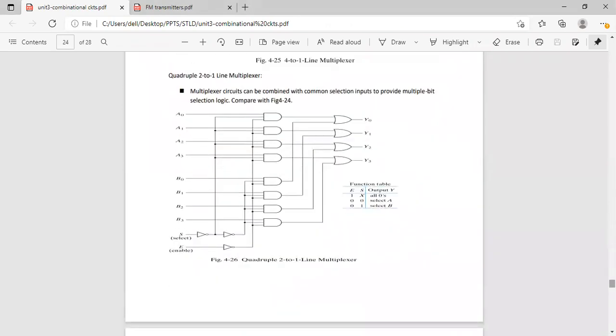So here nothing else is given: 8 to 1, 16 to 1, in the same similar way you can write. Okay, and also in a similar way to the decoder, we can implement higher order decoders using lower order decoders, and also we can implement any multiple output combinational logic using a decoder. Multiple output combinational logic should be in a standard SOP or in some of minterms form. So you can implement that multiple output logic function using a decoder.